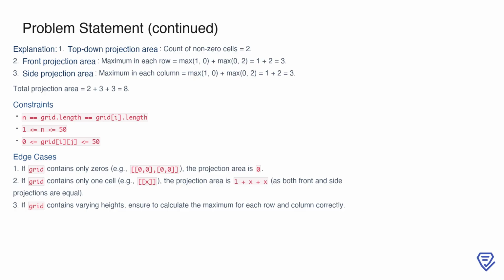For the side projection area, we find the maximum value in each column. The maximum of the first column is max(1, 0) equals 1, and the maximum of the second column is max(0, 2) equals 2, giving another 1 plus 2 equals 3. Adding these together, the total projection area is 2 plus 3 plus 3 equals 8.